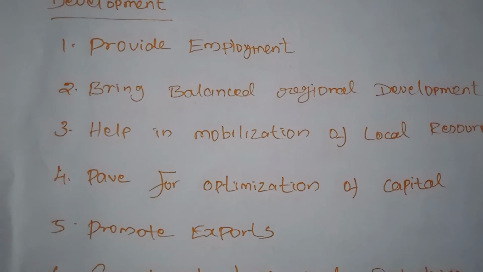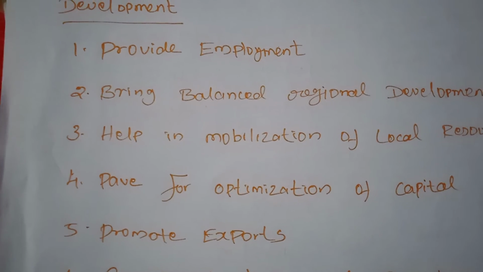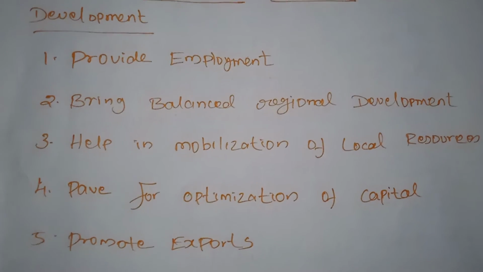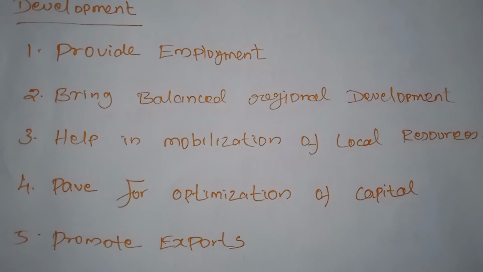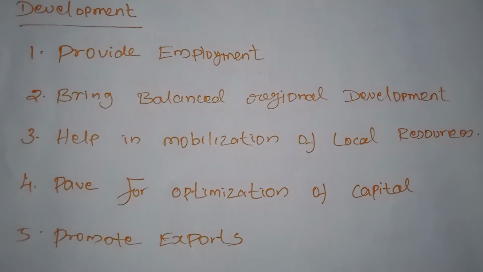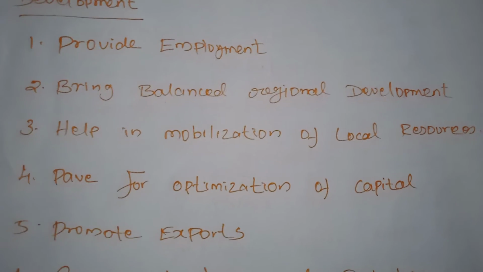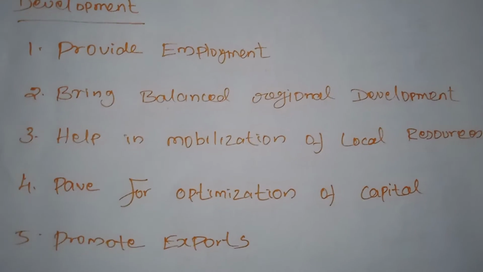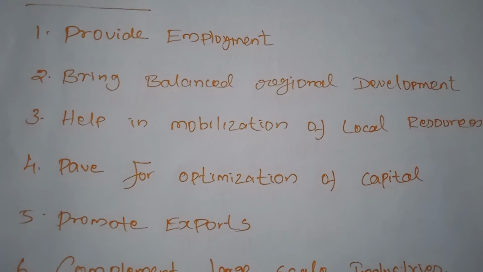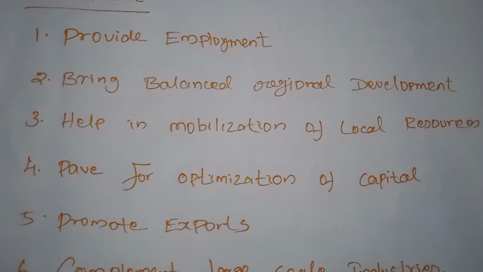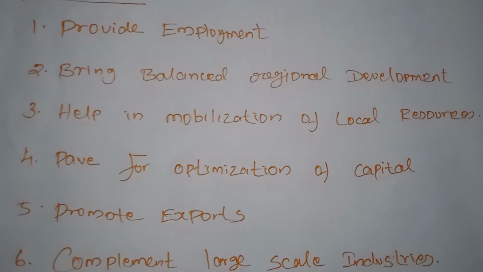Next, they remove regional disparities by industrializing rural and backward areas and bring balanced regional development. When industries start even in rural areas, both rural and urban people will get the same type of employment opportunity and the same level of salaries. Just as the living standard of people in urban areas increases, the living standard of rural area people will also increase. In this sense, regional disparities will be reduced.